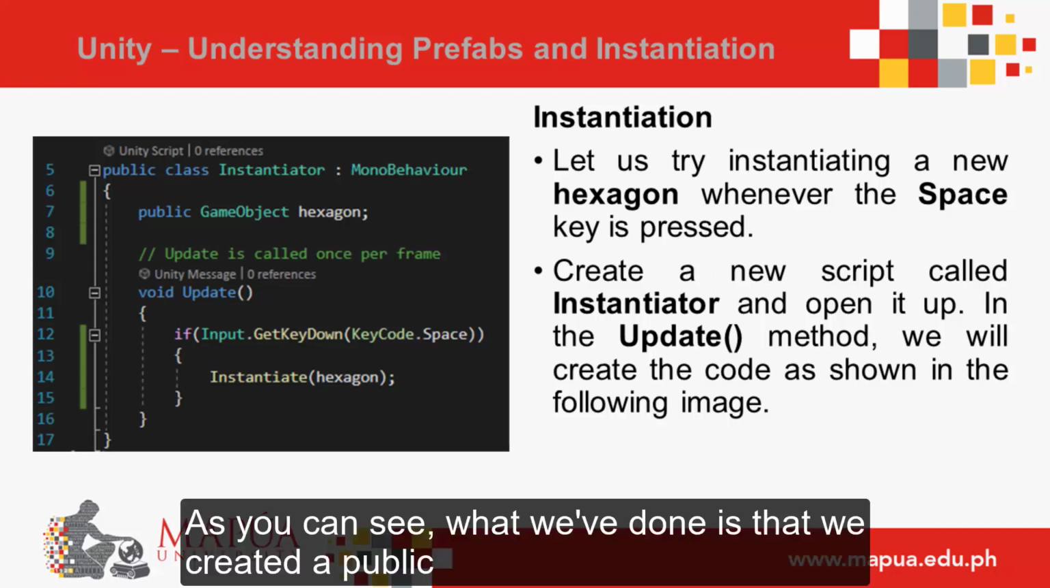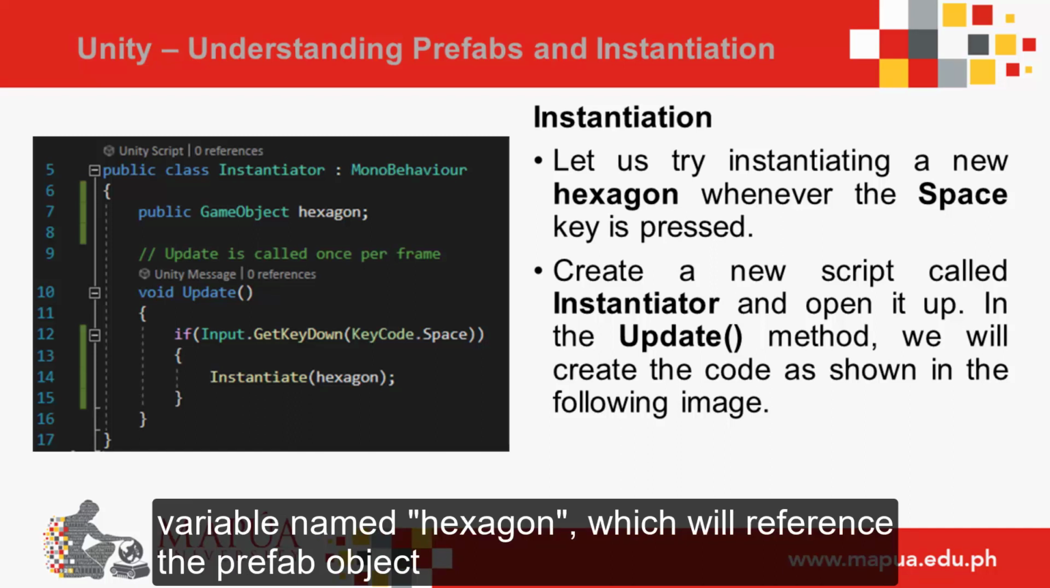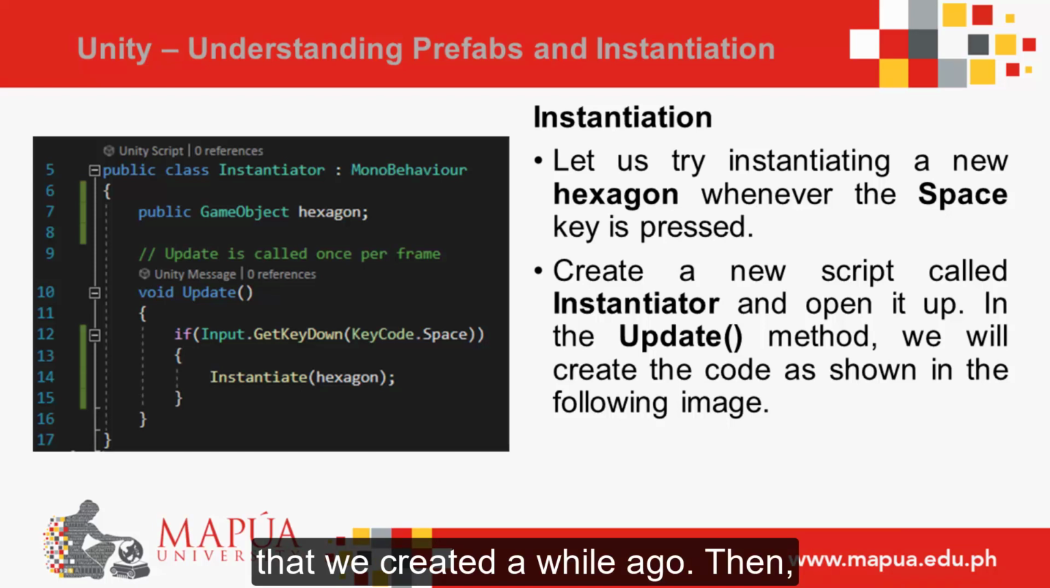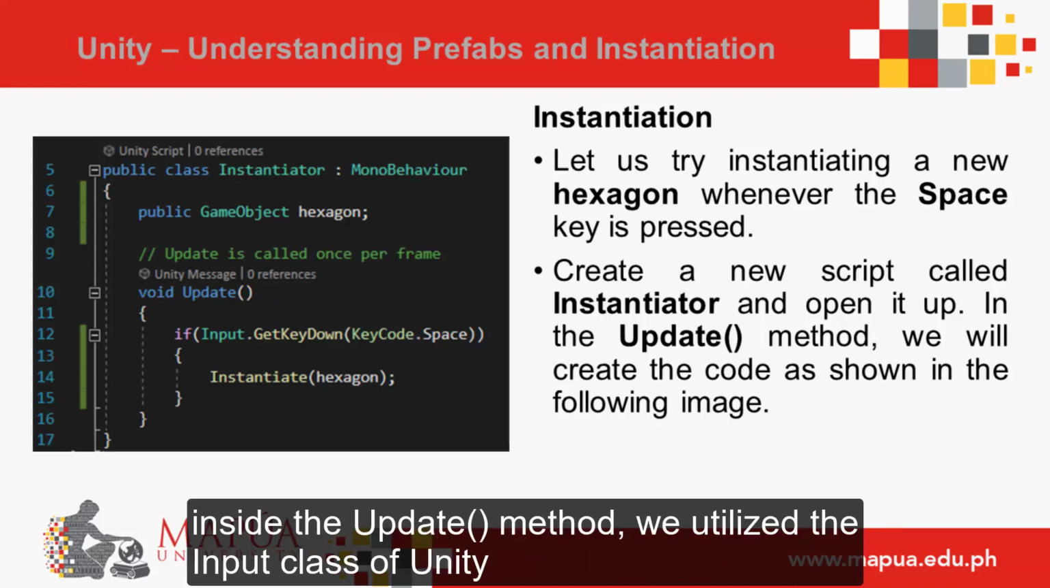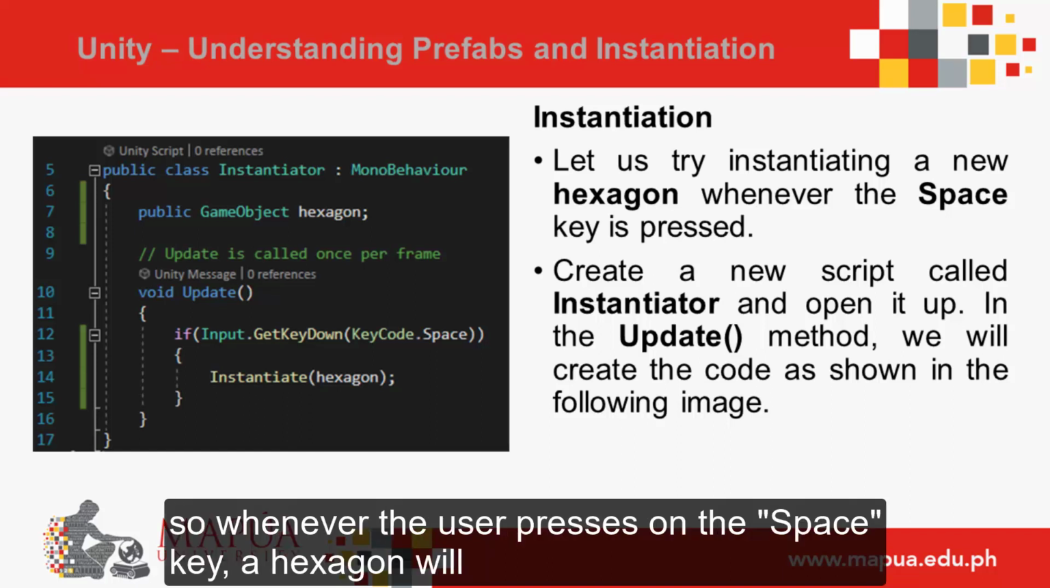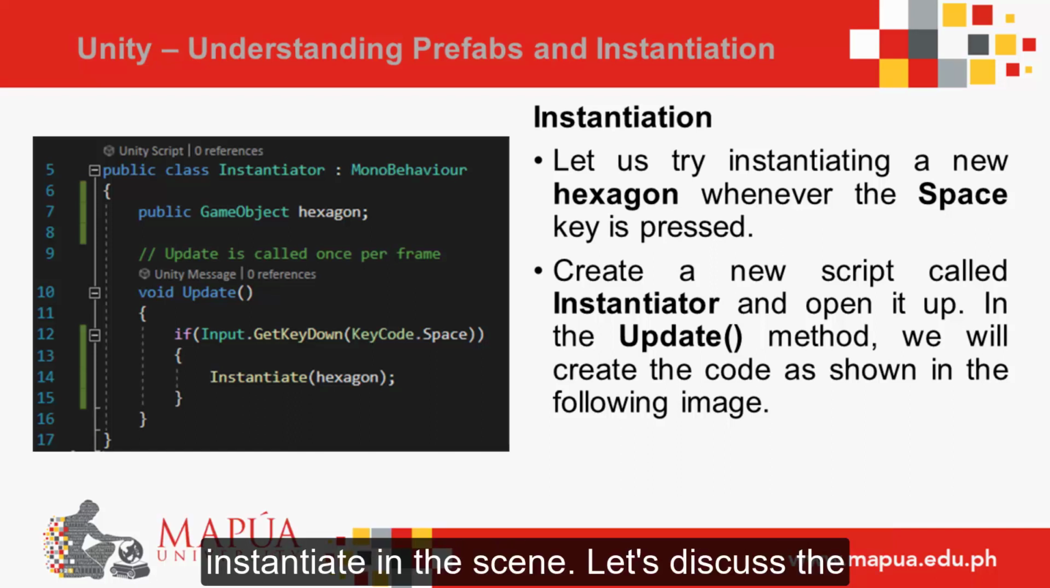As you can see, what we've done is create a public variable named hexagon, which will reference the prefab object that we created a while ago. Then, inside the update method, we utilize the input class of Unity, so whenever the user presses the space key, a hexagon will instantiate in the scene.